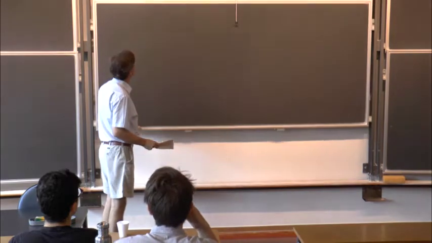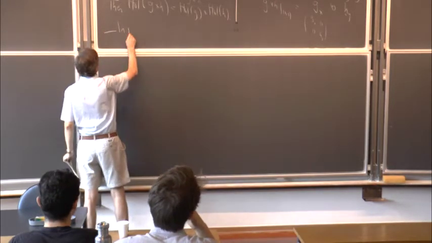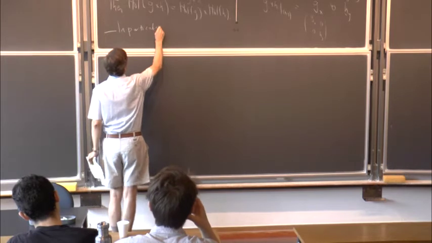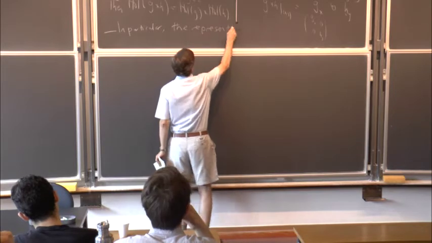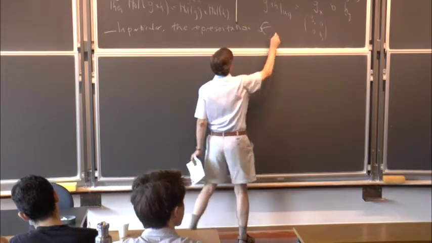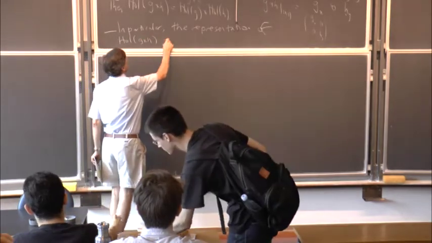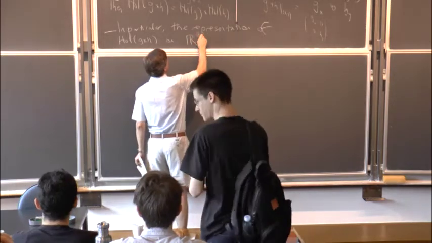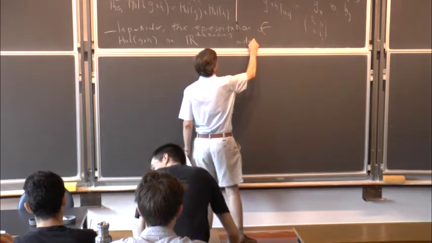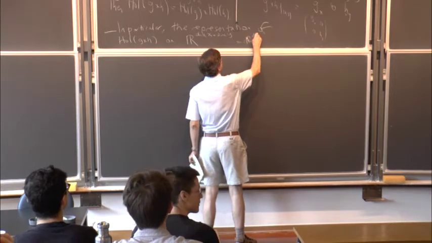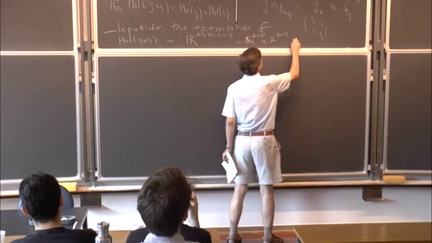So holonomy groups of products are just products of holonomy groups. So in particular, note that the representation of the holonomy group of g cross h on, well, it's really R to the dimension of X plus dimension of Y, which we can think of as a direct sum, R to the dim X direct sum R to the dim Y, is reducible.